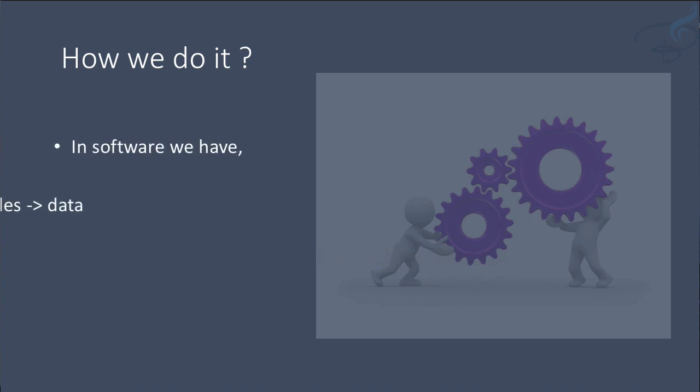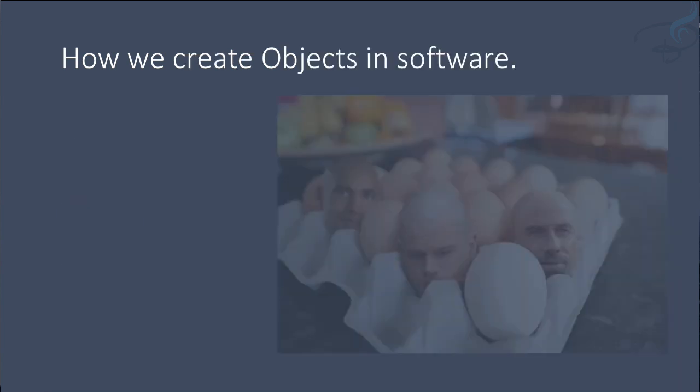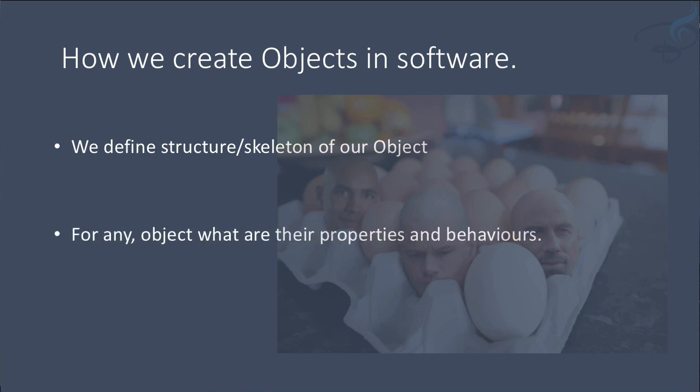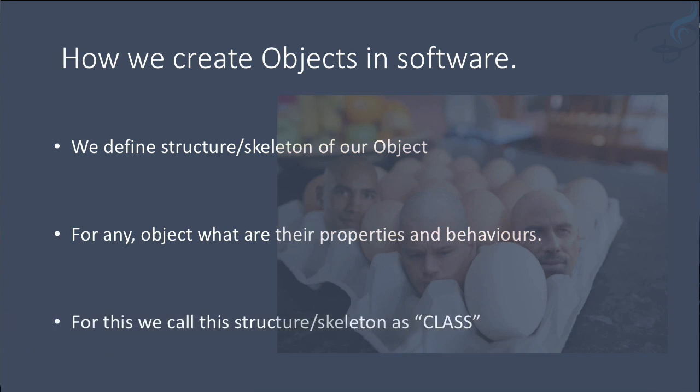In software we have variables where we define our data, and we have functions which give you the behavior or simply the functionality of anything. So how can we create the object in software? Simply by creating the skeleton or structure of the object. We know any object must have its properties and its behaviors. So we can define these things in a structure or skeleton, and we call it a class.